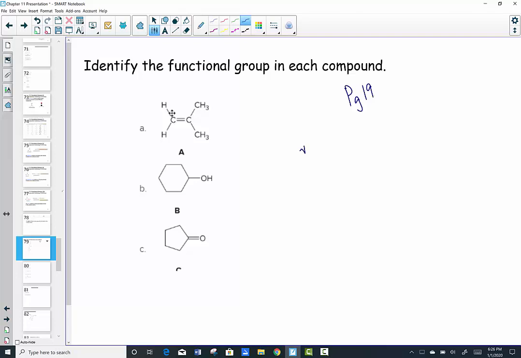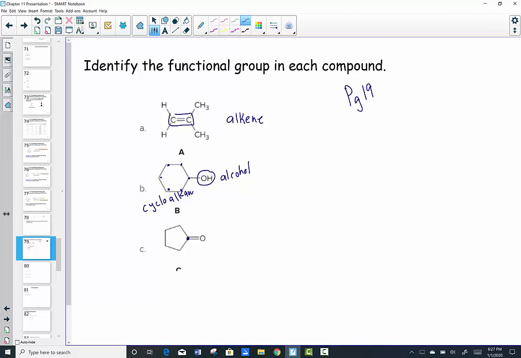So in letter A, what I just noticed here is a C double bond C, and the functional group we're learning is called an alkene. In letter B, I notice we have a functional group. This is called an alcohol. And here we have a cycloalkane. In terms of the carbon chain, it is in a cyclic structure. So we can go ahead and practice naming that as well as a cycloalkane.